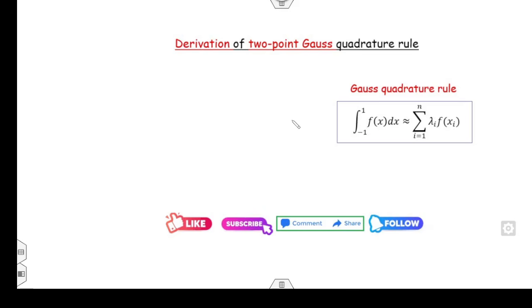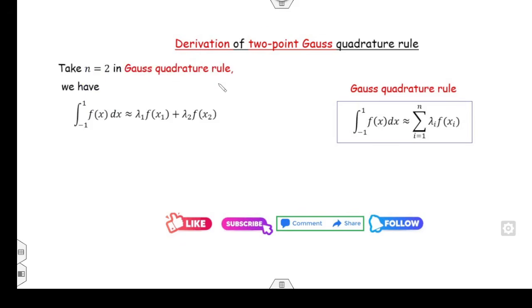We have defined the Gauss quadrature formula, and because we are talking about two points, I can choose n equal to 2. Then my formula becomes lambda 1 f(x1) plus lambda 2 f(x2). Because our target is to find the values of lambda 1, lambda 2, x1, x2.